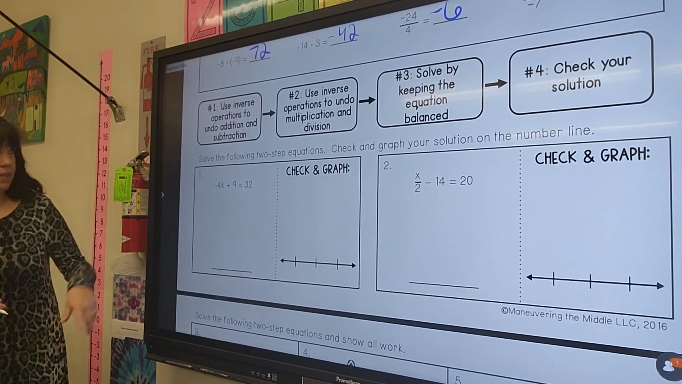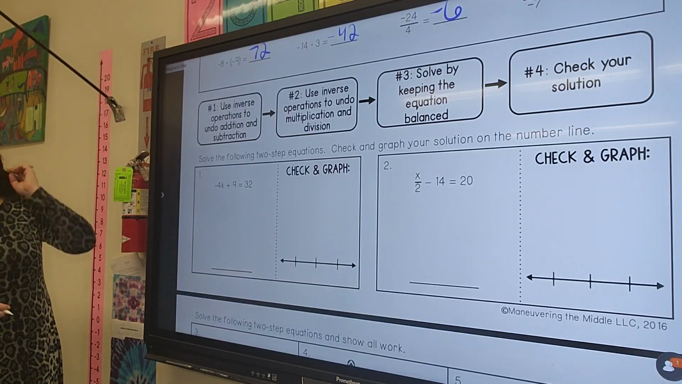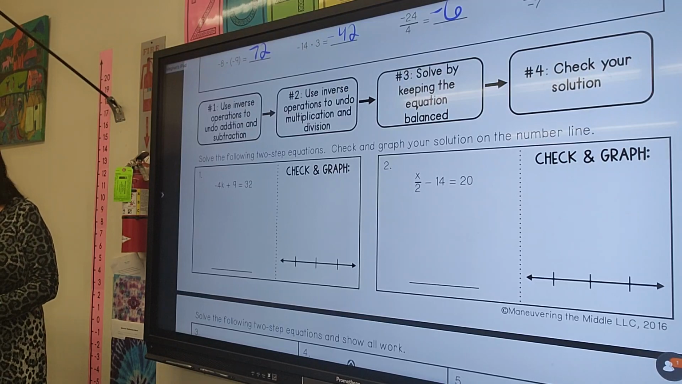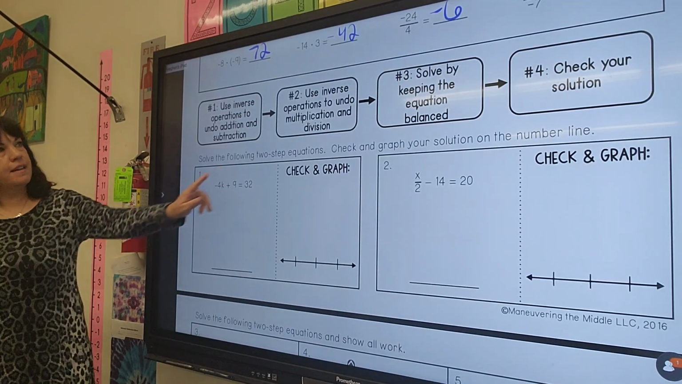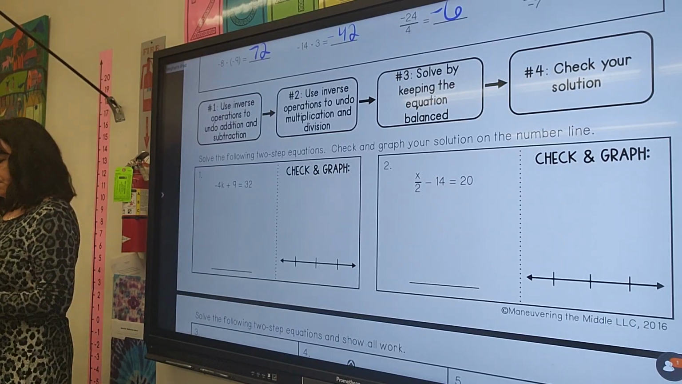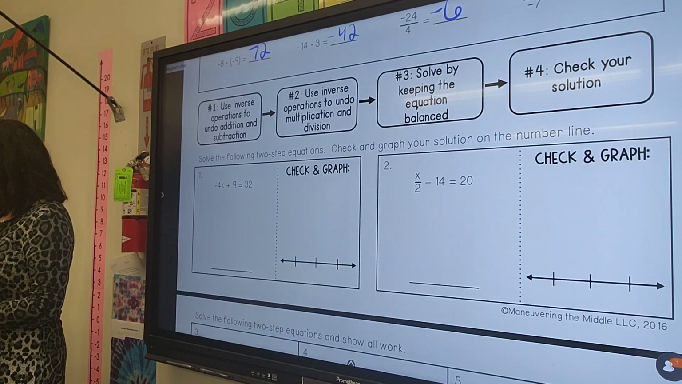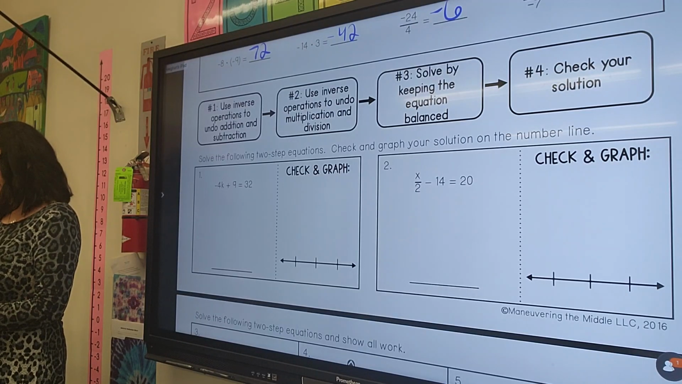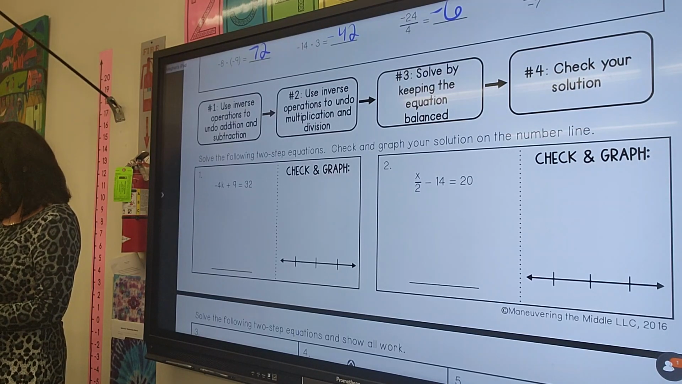So remember we learned these before. The first step is to use inverse operations to undo addition or subtraction. The second step is to use inverse operations to undo multiplication or division. And then the third step, we solve it by keeping the equation balanced, and then we check our solution.